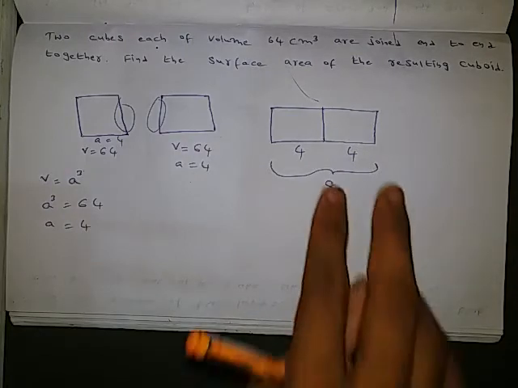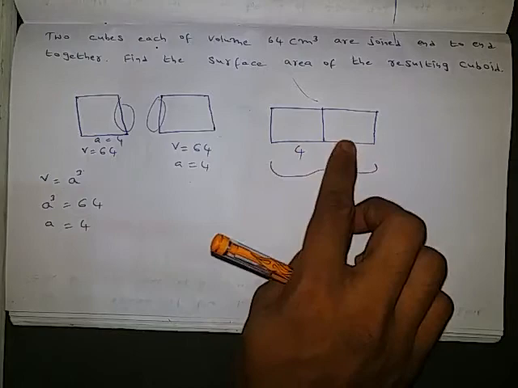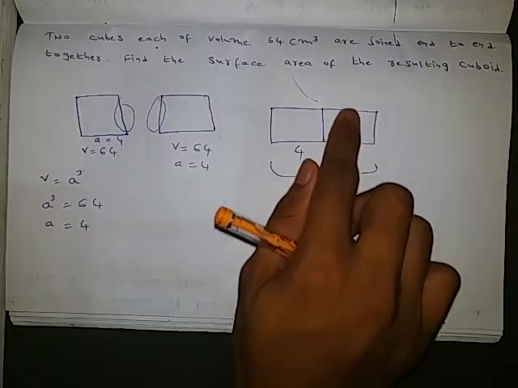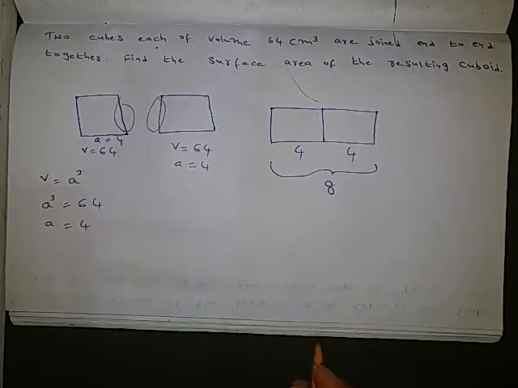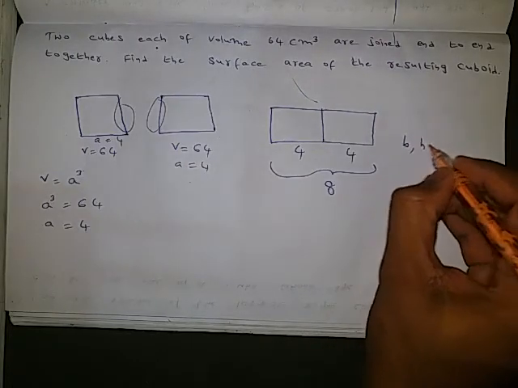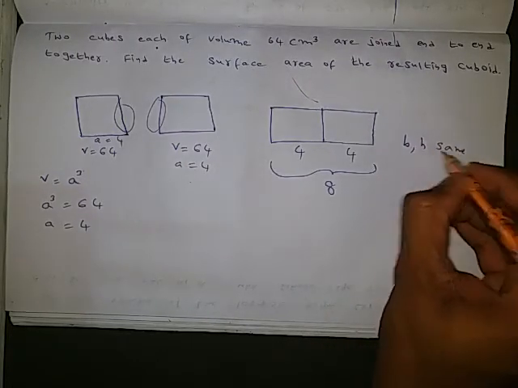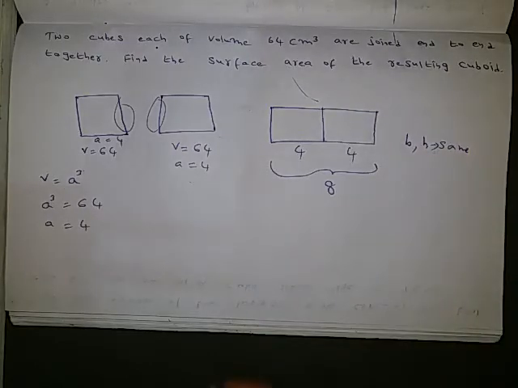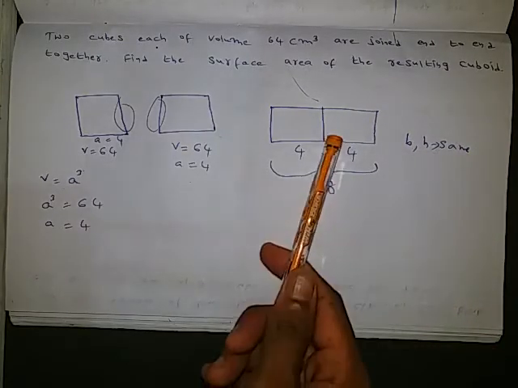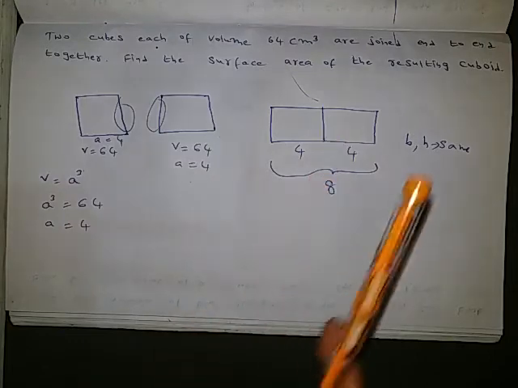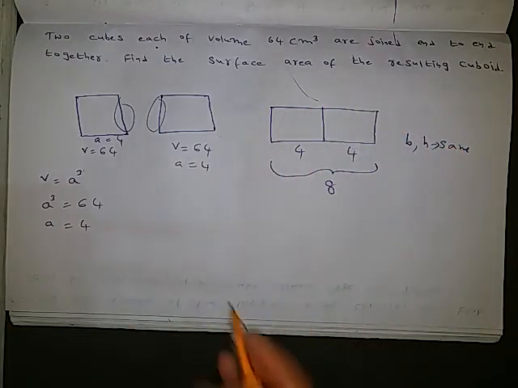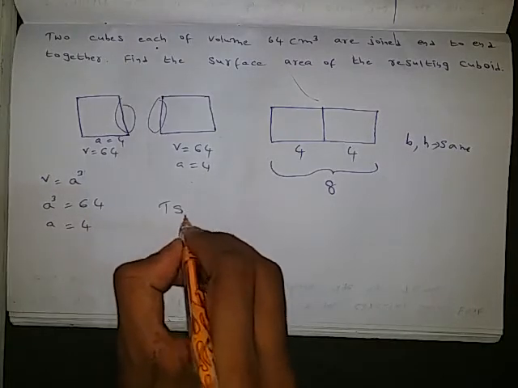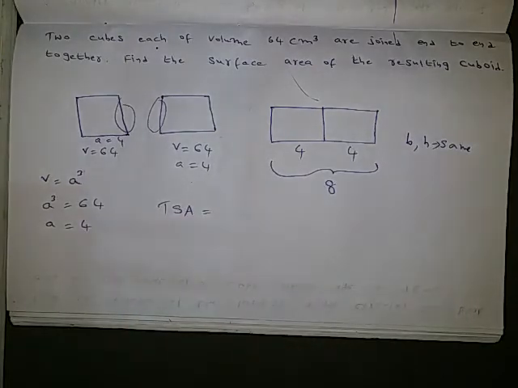Next, we are joining the cube just by the side, but not on the top and not on the back also. So it means breadth as well as height remains the same. Now for this cuboid, front face is visible, back face is visible, left, right, top, bottom, all the 6 faces are visible. So we need to find the TSA.